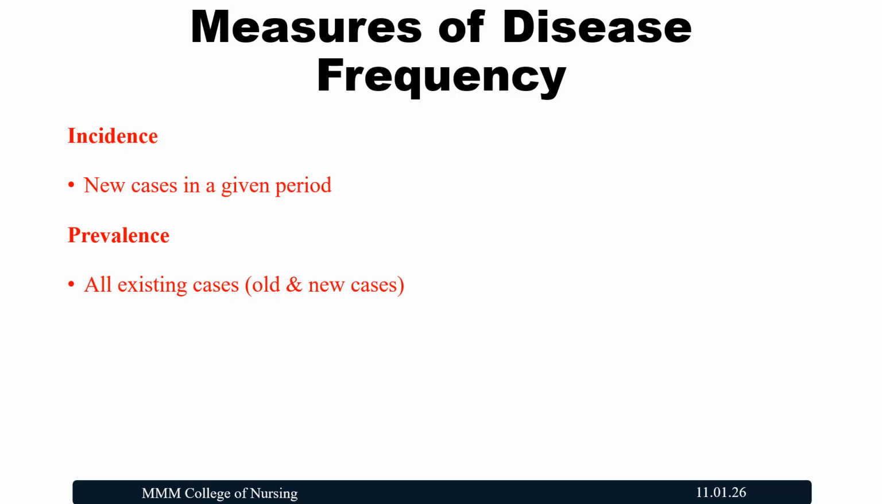Measures of disease frequency. Based on this, we divide into two types, incidence and prevalence. Incidence means number of new cases in a given period. Prevalence means all existing cases. In this, we are including both old cases and new cases. For example, during this March month, among those affected with tuberculosis, the newly identified cases we term as incidence. Prevalence means in that particular area, all the old cases along with the new cases identified, all together we term as prevalence.